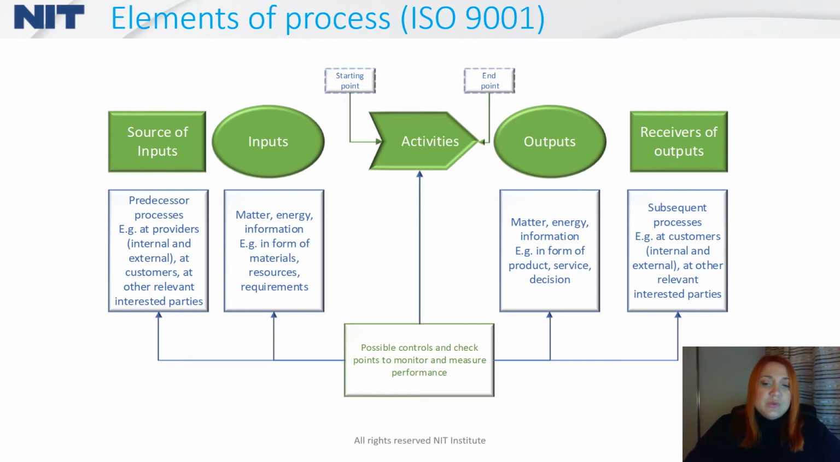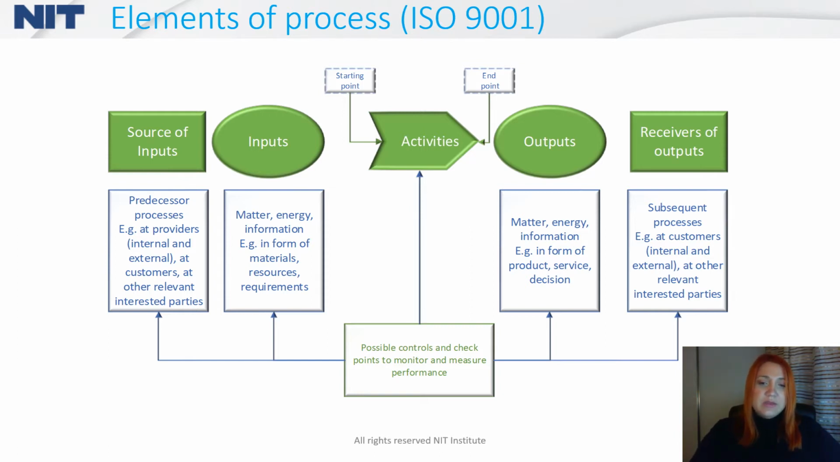The inputs will be used in the next step called activities. In the phase activities, we are explaining in the process what should be done and what is the timing, how we will control, how we will check, how we will monitor and measure the process. Also, this phase must be formed in the way that we know when is the starting point by having some kind of entry criteria and what is the end point by having some exit criteria.